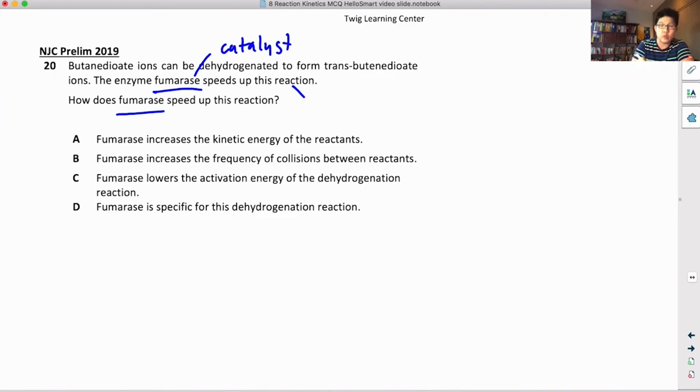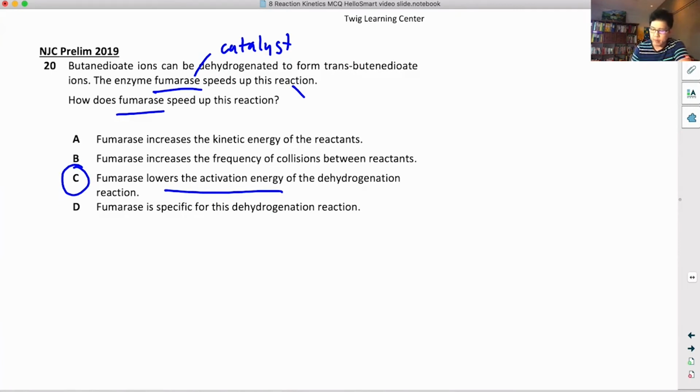So what does a catalyst do? A catalyst always lowers the activation energy and provides an alternative pathway. So this answer should be C, because I can see that they wrote down lowers the activation energy of the reaction.